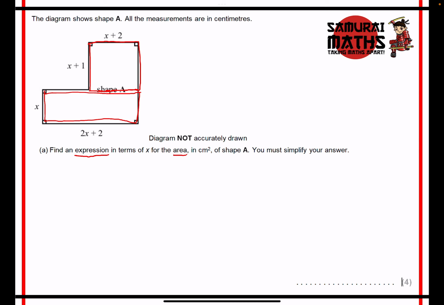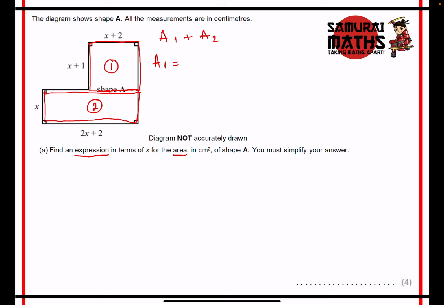Yep. So the plan for this, because there's always a plan, I'm going to work out the area of each rectangle. I'm going to call this one 1 and this one 2. So I'm going to work out the area of both rectangles and add them together. And that's going to give me the area of shape A. So let's make a start. The area of rectangle 1. So would you help me with the base?